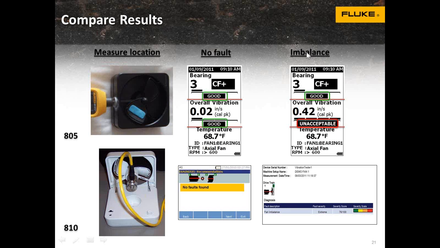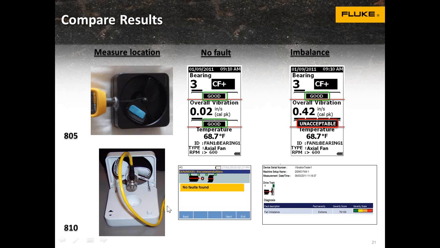When we imbalanced the fan, notice that the bearings were still good, but the overall vibration is unacceptable. So that tells us when a machine is good or bad, and that's the purpose of the 805, to screen and tell us if a machine is good or bad. Then we would bring in the 810.